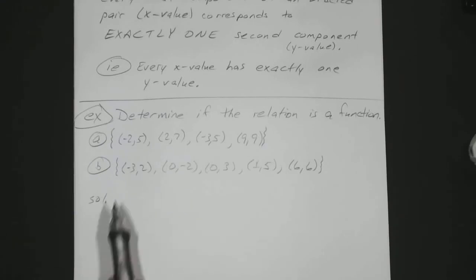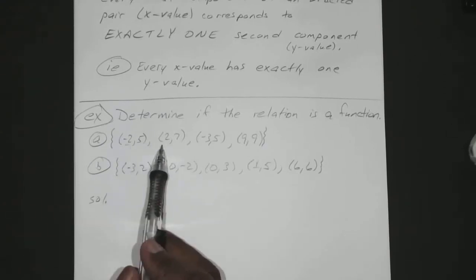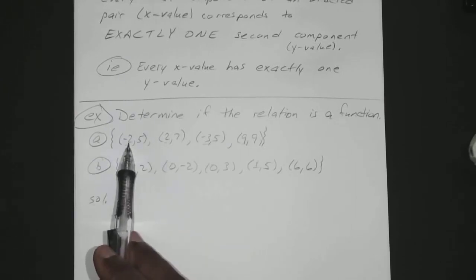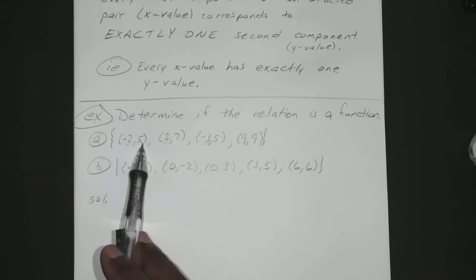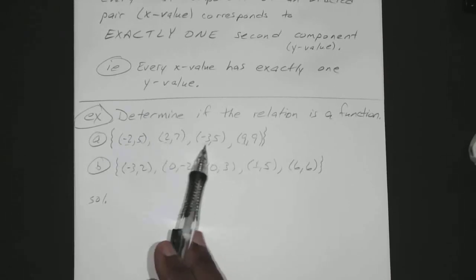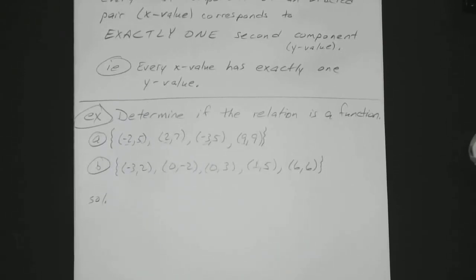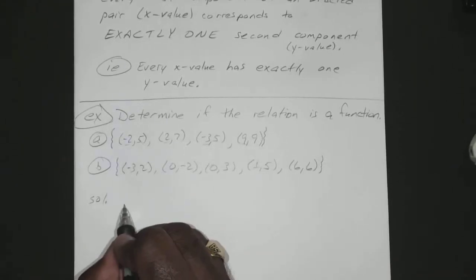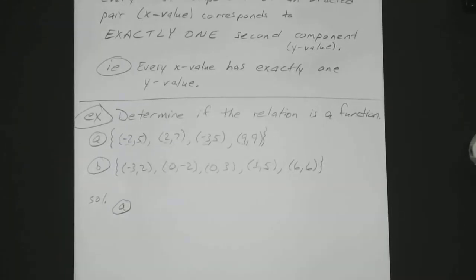Okay. Now with A, the first thing you want to look at are all of your x values. -2 only has one y value, that's 5. You don't see it appear anywhere else. 2 only has one y value. You don't see 2 for any other y value. Same with -3, and the same with 9. So A is actually a function because each x has exactly one y.